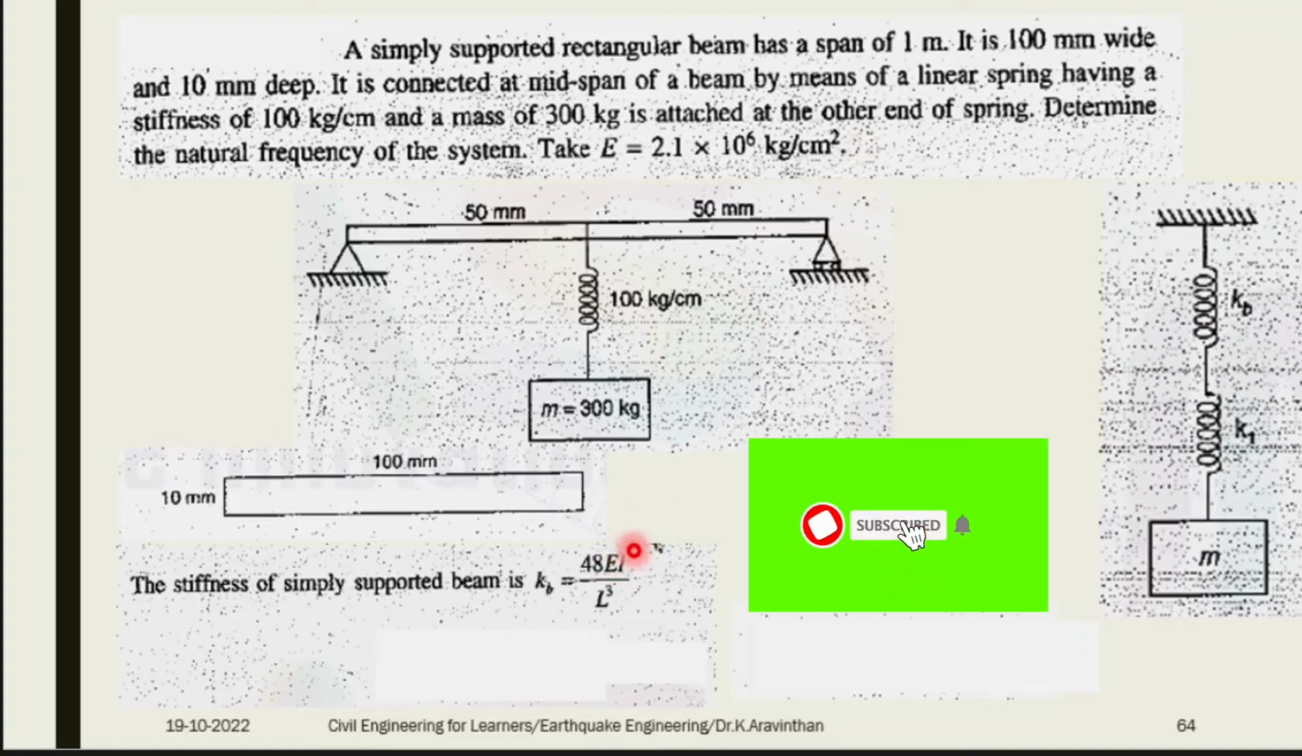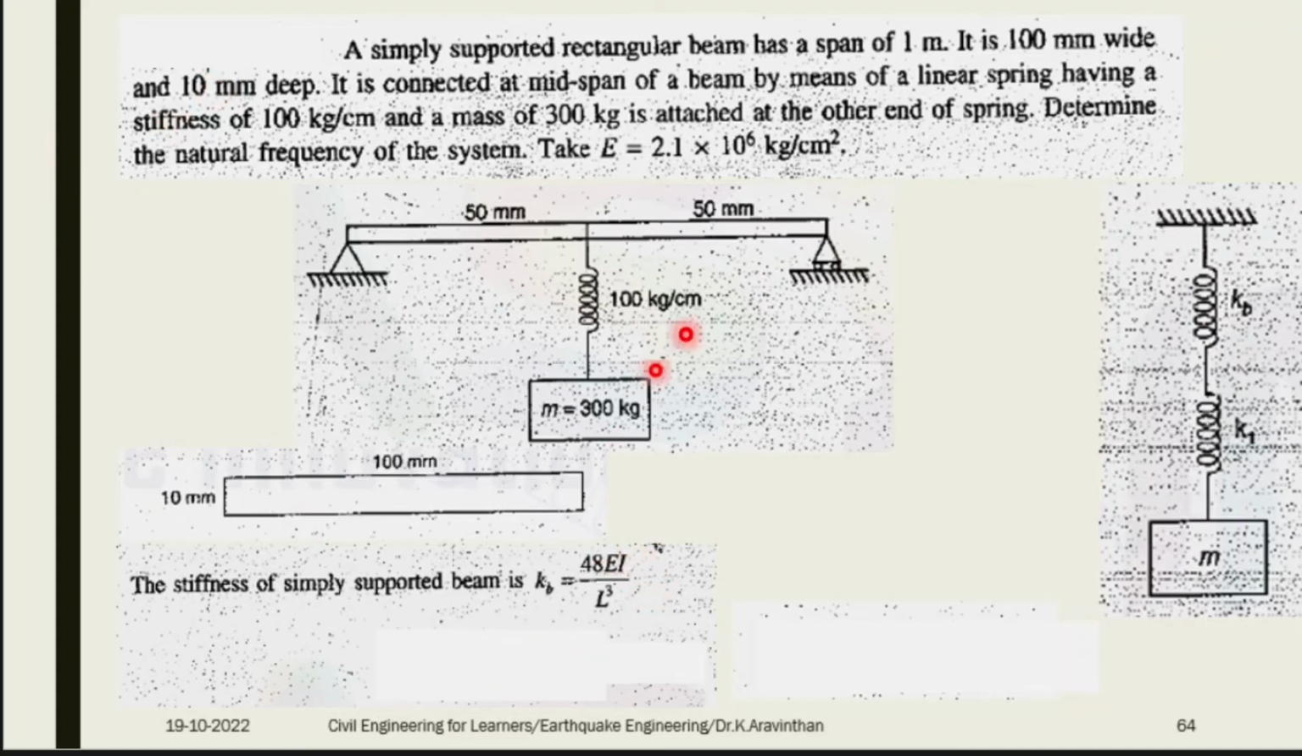Now how to calculate I? I is the moment of inertia. What is the cross section of the beam? You have only the longitudinal section, but they have said that the beam is 100 mm wide and 10 mm deep. So your width is 100 and depth is 10. How will you find it for a rectangle? BD cube by 12. Now your breadth is 100, depth is 10, so 100 into 10 cube divided by 12. You will get I.